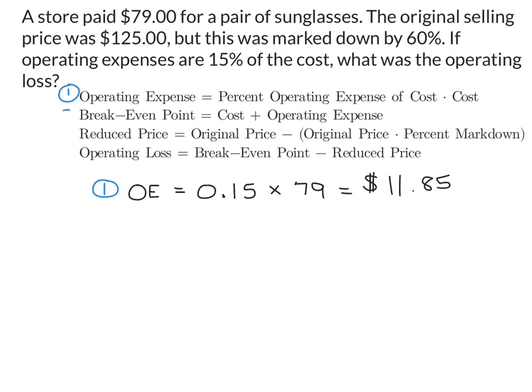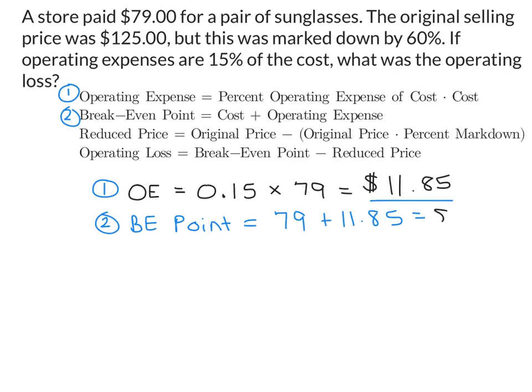Next, we're going to find the break-even point. So the break-even point is the cost plus the operating expense. So the cost was $79, and then we found the operating expense to be $11.85. So we'll add those two values together to get an answer of $90.85.